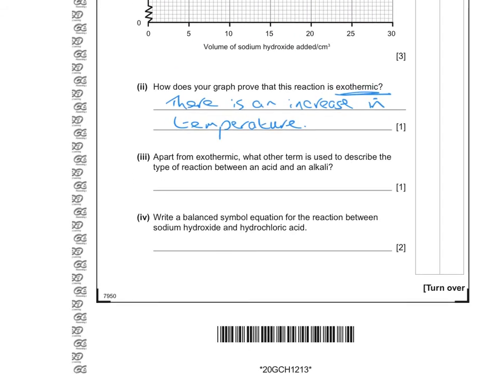If you react an acid with an alkali, that's a neutralization reaction. And then you just write a balanced symbol equation. Sodium hydroxide, you should just know that. Likewise, you should know the formula for the acids. So HCl is hydrochloric acid. They react to form the salt, sodium chloride, and then water. So there's 1 mark for the left-hand side and 1 mark for the right-hand side.